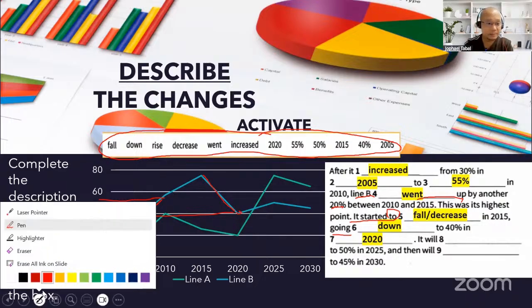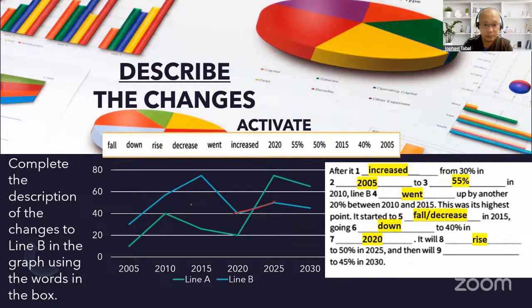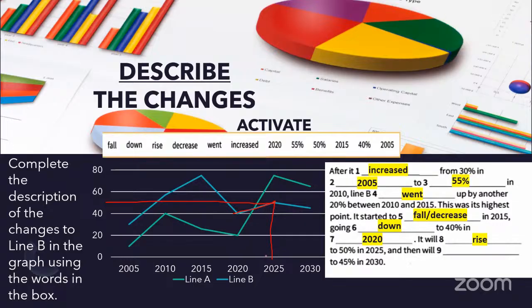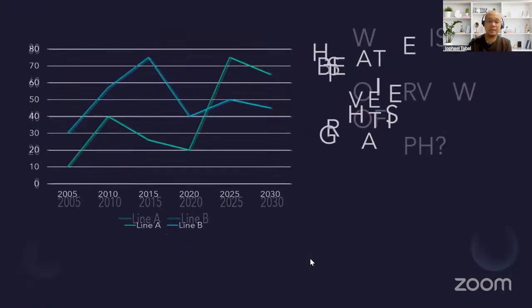Number 8, Clara, what's your number 8? It will rise, very good, to 50%. So it will rise to 50% somewhere here, in 2025. And then what's your number 9, Clara? It will decrease or fall to 45%. This is 45% around here, in 2030. So that's how we describe the graph, okay?